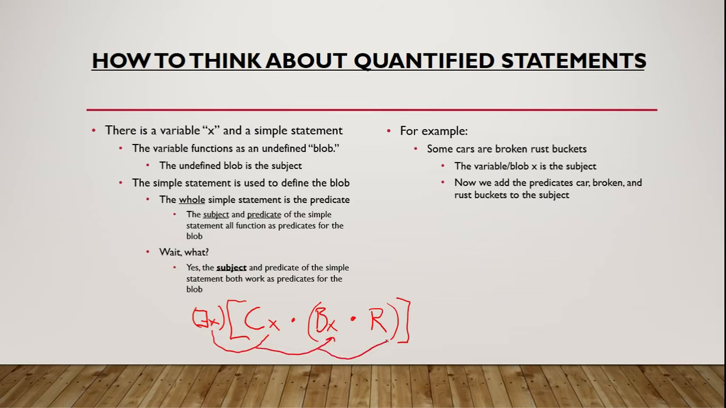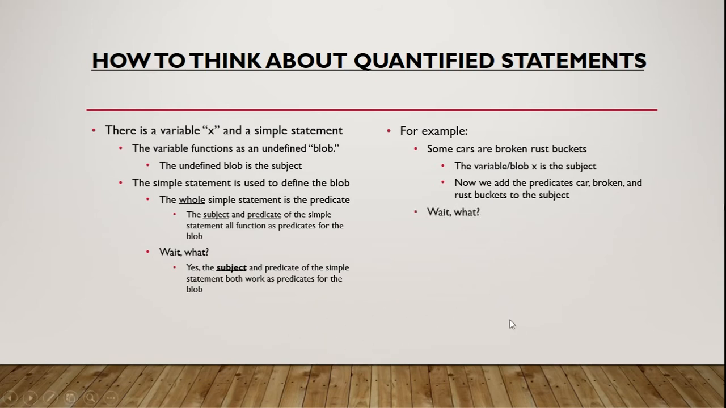And look, I'm missing an X here. Let's put that X there right after R for rust bucket. So now you have, there exists an X such that X is a car and X is broken and X is a rust bucket. Piece of cake, right? No, I know. It's still tough. Don't worry. Okay, here's another way of thinking about it.